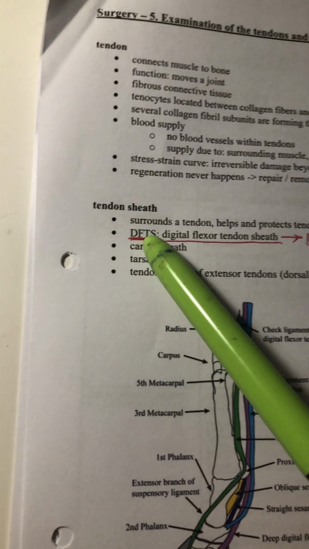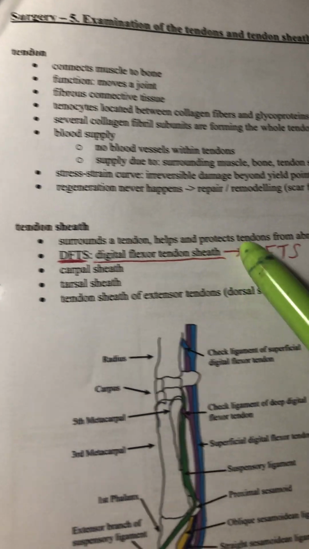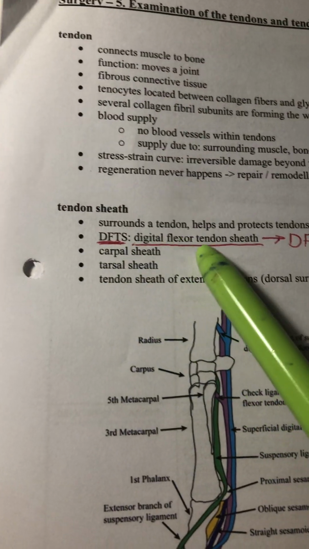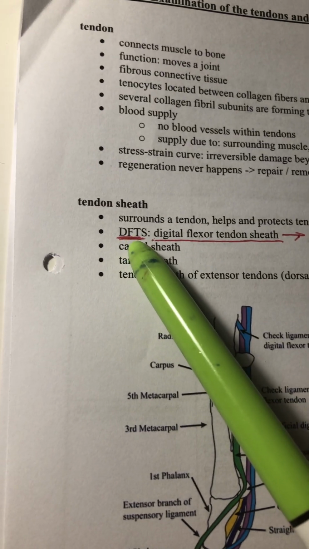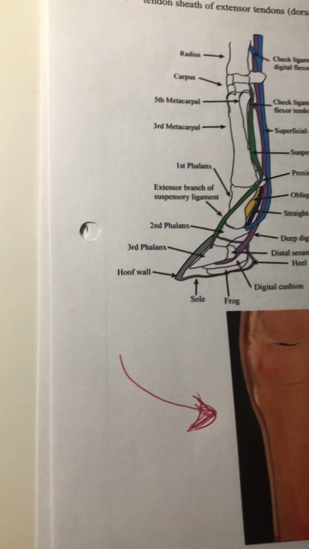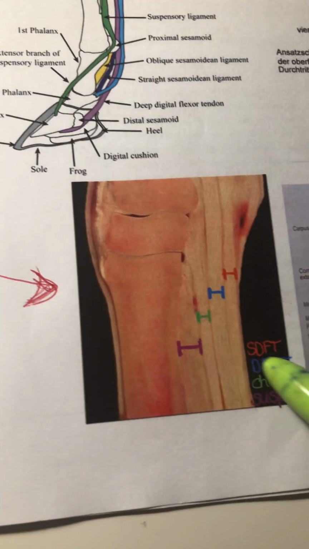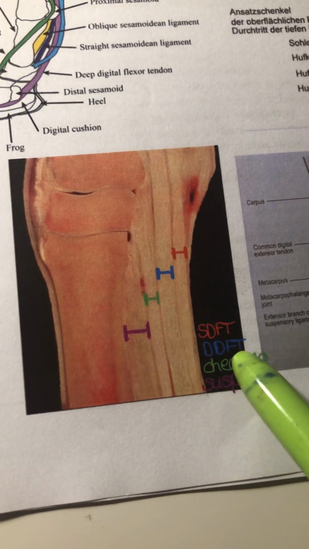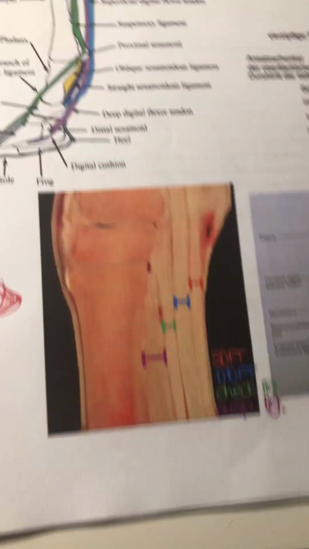The tendon sheath. It surrounds the tendon and helps protect it from abrasive damage as they move. And the digital flexor tendon sheath, or the DFTS, is seen here. And then you have the superficial digital flexor tendon, the deep digital flexor tendon, the check ligament, and the suspensory ligament.